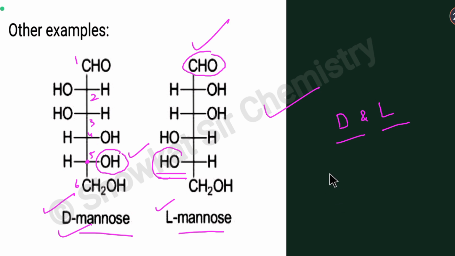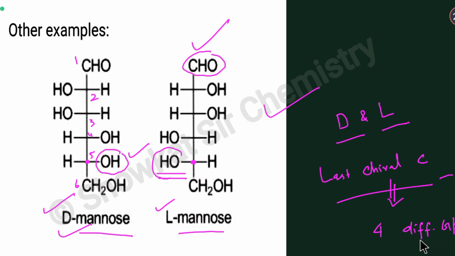This is very important. So in D and L nomenclature, you have to remember that you check the last chiral carbon, on the basis of which you can tell whether it is D or L. So the last chiral carbon is this one, because this is not a chiral carbon. A chiral carbon is one which is attached to 4 different atoms or 4 different groups. That carbon will be known as a chiral carbon.